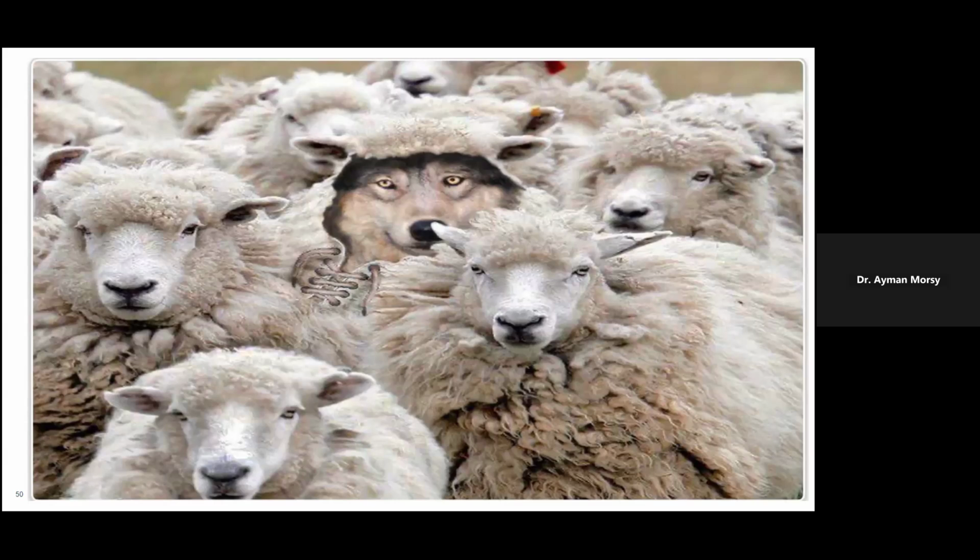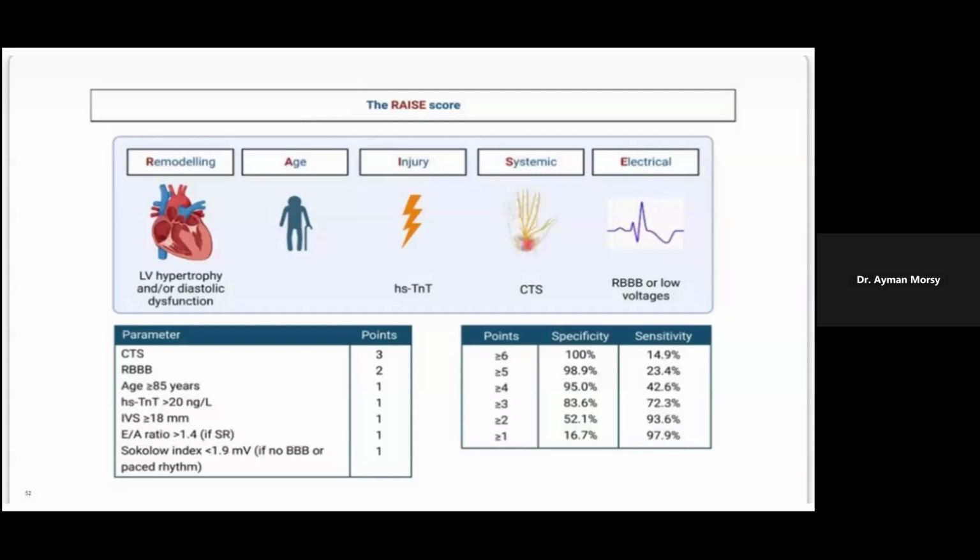So this is exactly how aortic stenosis acts in the case of cardiac amyloidosis, as you can see in the slide. That's why this score is very nice, which is called the RISE score. And again, this is very important for cardiologists working in the amyloid field.